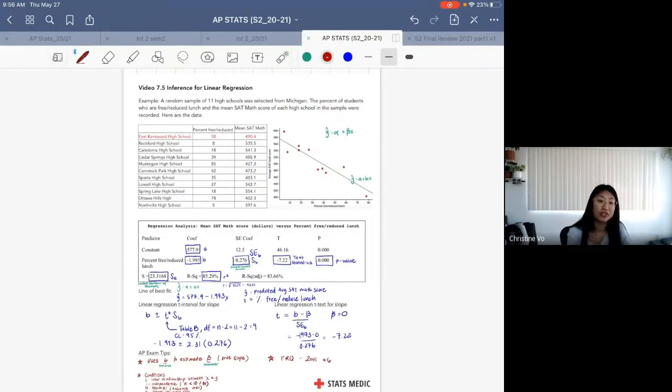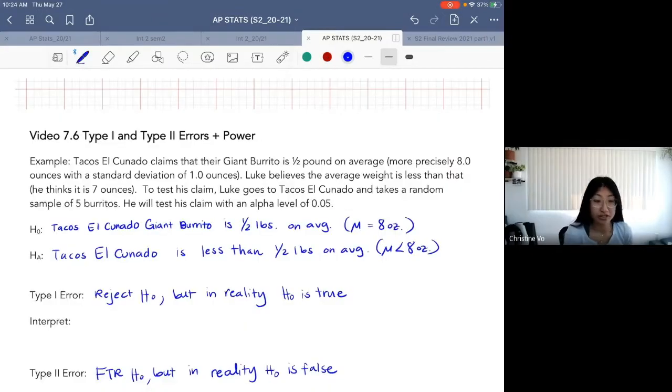And then I'll move on to 7.6 in a second. So this is video 7.6 on type 1 and type 2 errors plus power. The example that we have today is Tacos El Conado claims that their giant burrito is half a pound on average, more precisely 8 ounces with a standard deviation of 1 ounce. Luke believes the average weight is less than that. He thinks it's 7 ounces. To test his claim, Luke goes to Tacos El Conado and takes a random sample of 5 burritos. He will test his claim with an alpha level of 0.05.